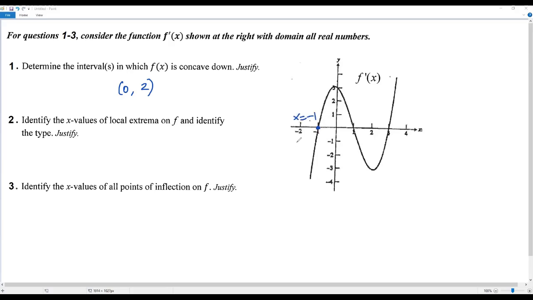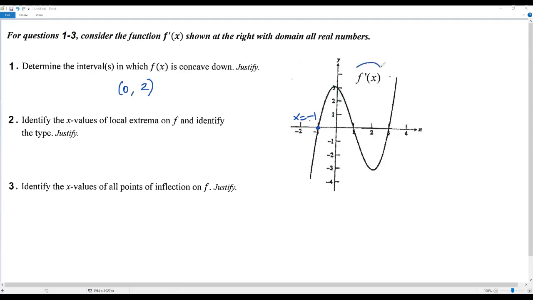When I consider the left side of -1, the graph of f prime of x is below the x-axis. That means f prime of x is negative on the left side of x equals -1. When I go to the right side of x equals -1, we have the graph of f prime of x above the x-axis, so the y coordinate is positive. That means f prime of x is positive. So f prime of x changes its sign from negative to positive at x equals -1.